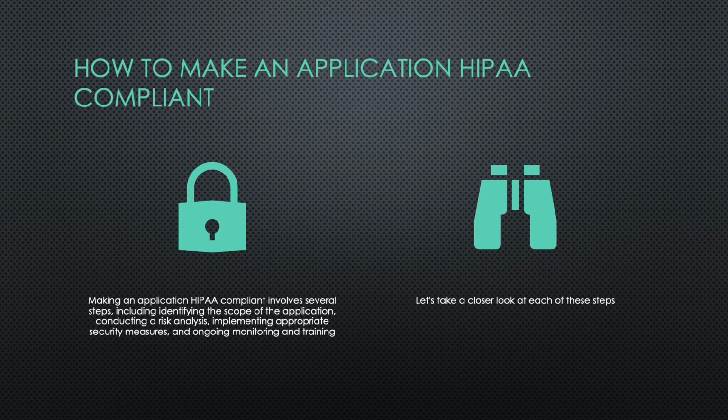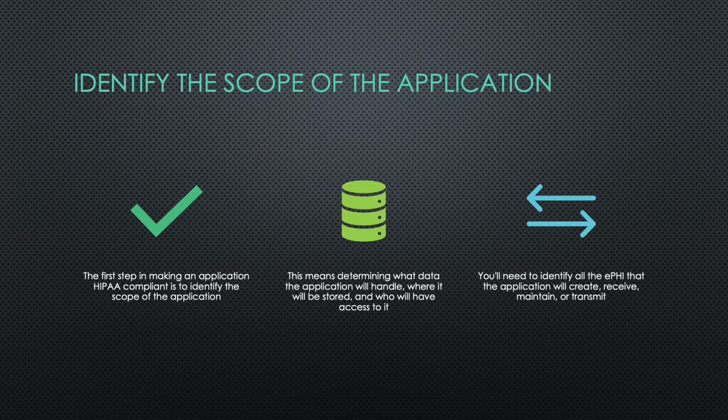How to make an application HIPAA compliant. Making an application HIPAA compliant involves several steps, including identifying the scope of the application, conducting a risk analysis, implementing appropriate security measures, and ongoing monitoring and training. Let's take a closer look at each of these steps.